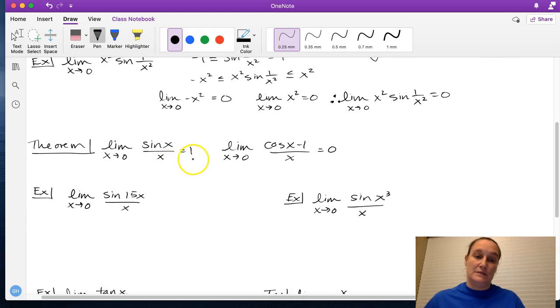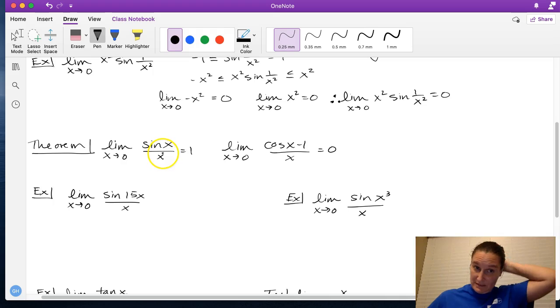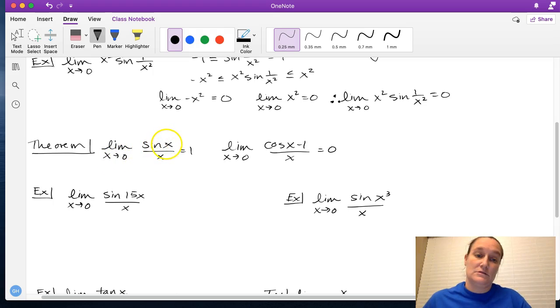There's one more theorem, and this is a kind of important one, especially the sine x over x one. You can prove this one. I could prove it for you, but I don't want to waste the time doing it, and most people wouldn't be interested anyway because you're not going to have to prove it. But the limit as x goes to 0 of sine x over x is 1. You can prove that using the squeeze theorem, not quite in the same way. It's a little more complicated than this one, but you can prove it.